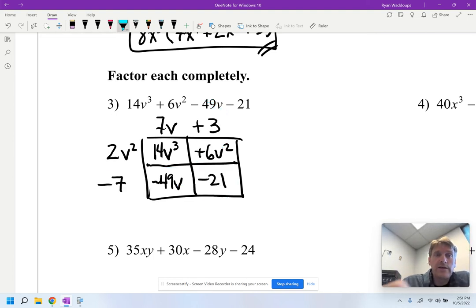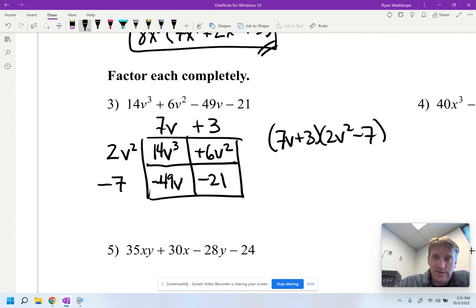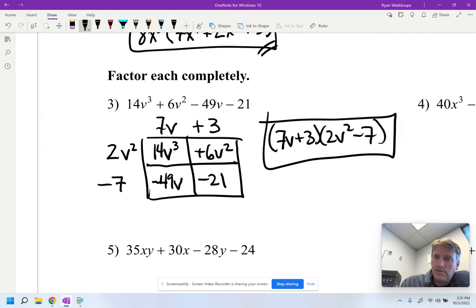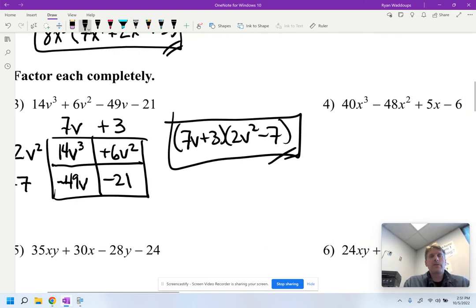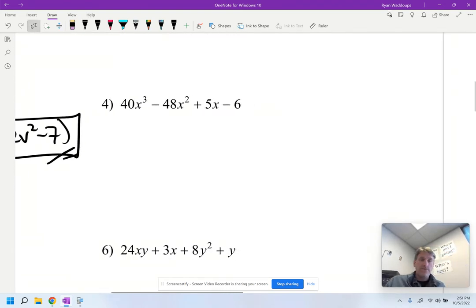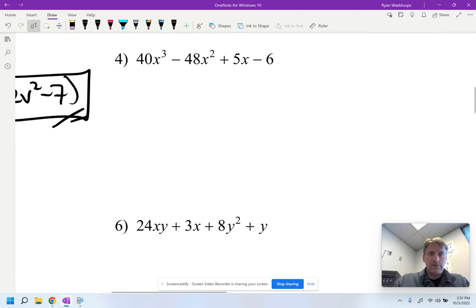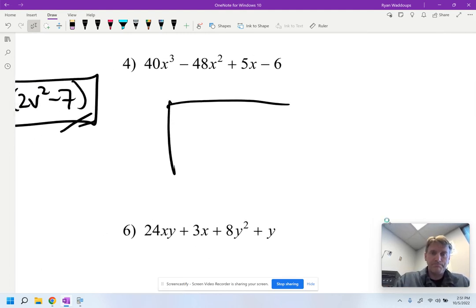So I've checked everything. My factors then are 7v plus 3 times 2v squared minus 7. And those are the factors. All right, let's look at 4. 40x cubed minus 48x squared plus 5x minus 6. There's no GCF. I've checked. There is not one. So I'm going to use the box again.